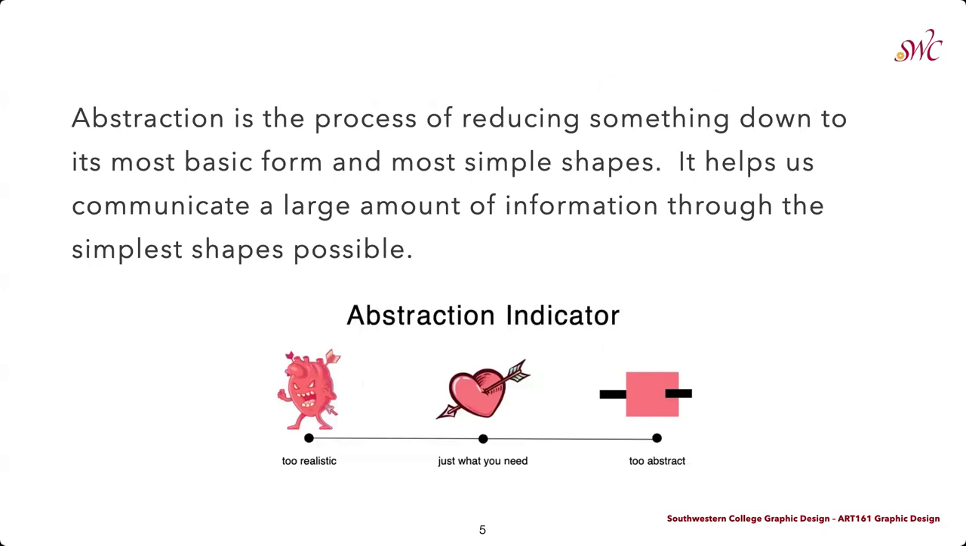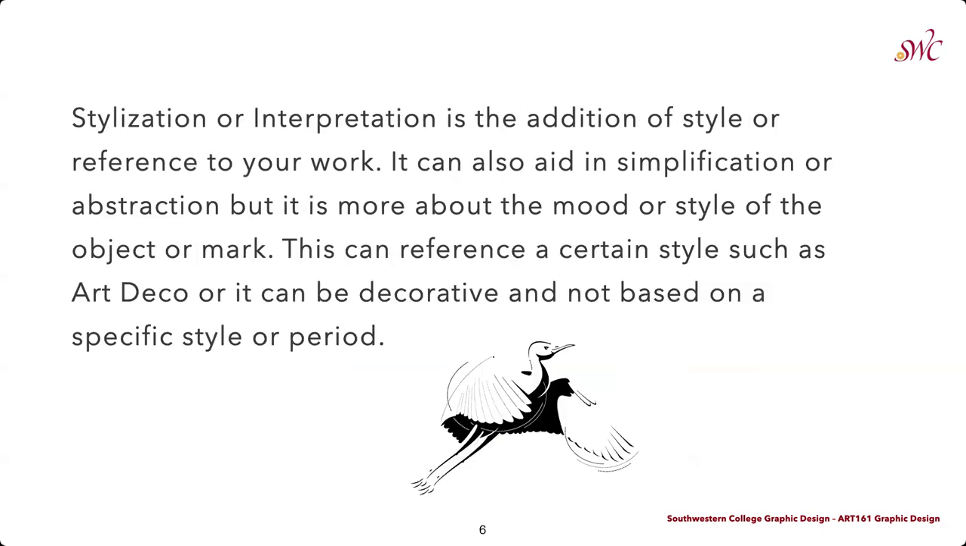We're also going to be looking at abstraction. This is the process of reducing something down to its most basic form and its most basic shapes. And this helps us, again, to communicate a large amount of information through the simplest shapes possible. Now, sometimes we can take things too far with the abstraction, or if we go too realistic, it cannot communicate as effectively. So typically you're trying to find that middle ground, what you need to communicate, while still simplifying and abstracting the original content.